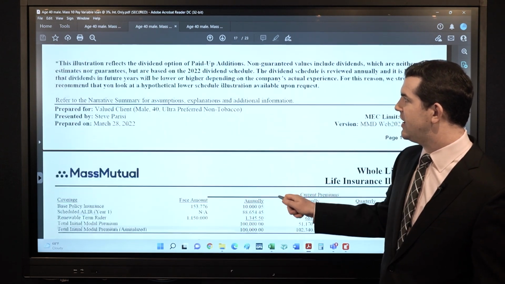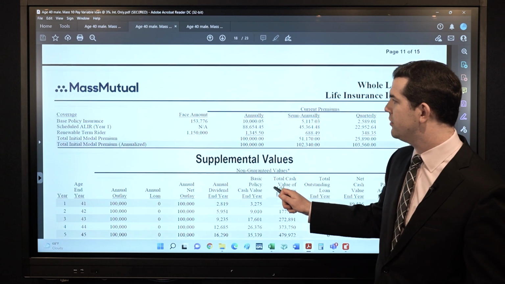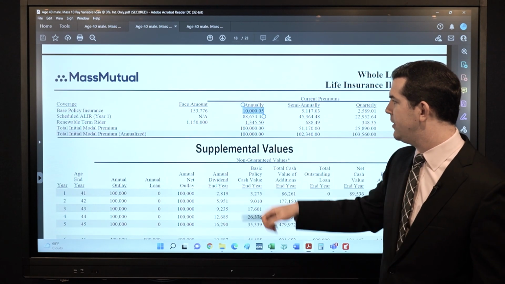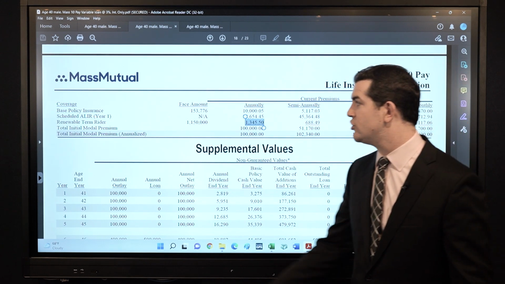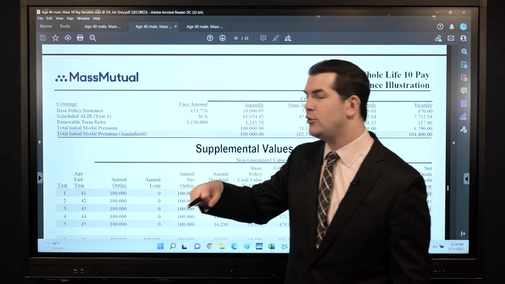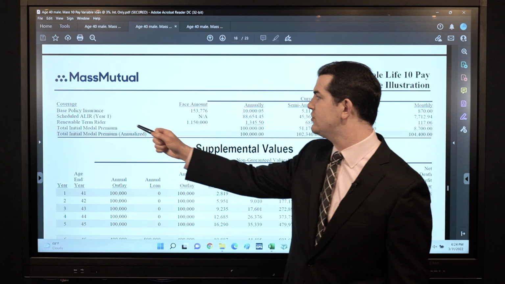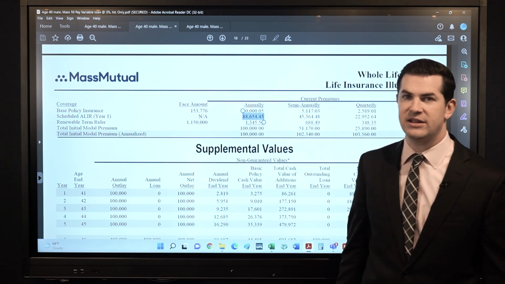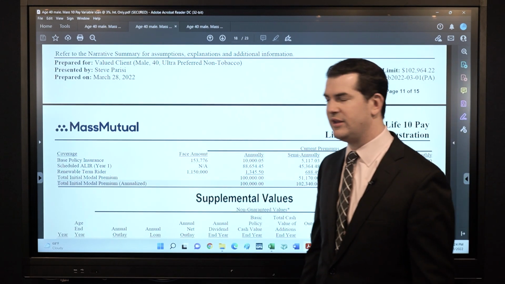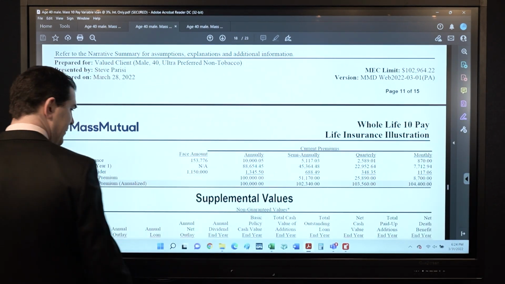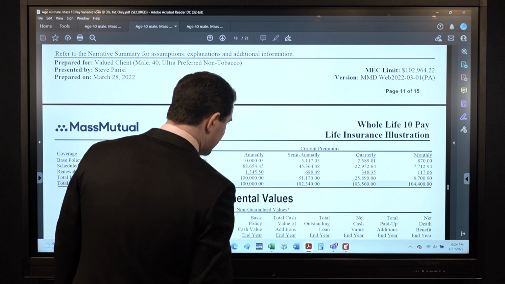If we look at the design of the policy, went a bit too far. There we go. 10K base premium, term insurance rider, a little over $1,300. It's a renewable term rider, but with MassMutual, that is level for the first 10 years. And then AILR, just dumping everything else into PUAs. MEC limit, 102, just about 103 in this case. So we've got a minimum death benefit based on the amount we want to pay in.